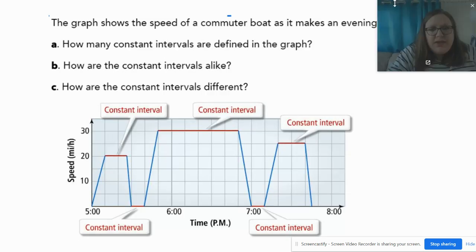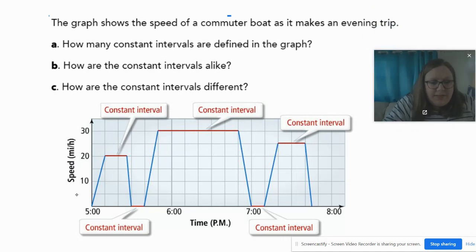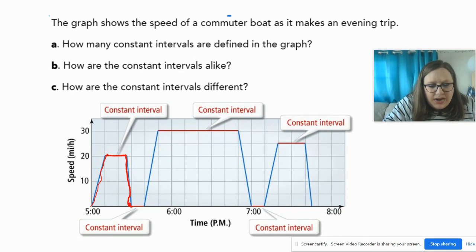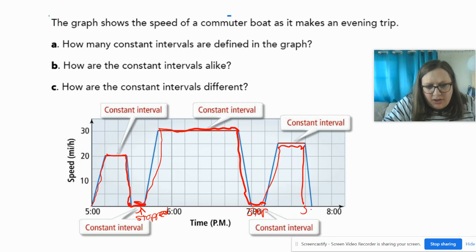Okay, the graph shows the speed of a boat as it makes an evening trip. So as we can see, at 5 o'clock, it starts speeding up. It coasts at like 20 miles an hour, then it slows down, and then from whatever this time is, this means that they were stopped because they were going 0 miles an hour at that point. Then they speed back up, they hit a cruise of 30 miles an hour, they slow down, they're stopped. They speed back up, they cruise again at 25 miles an hour, and then they go back down and they stop. So that boat's doing, I don't know what that boat's doing. They're doing a lot of different things.